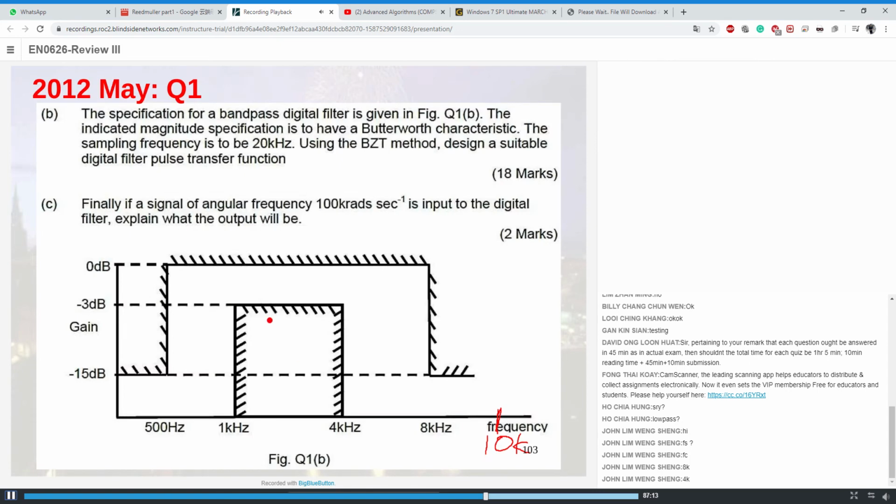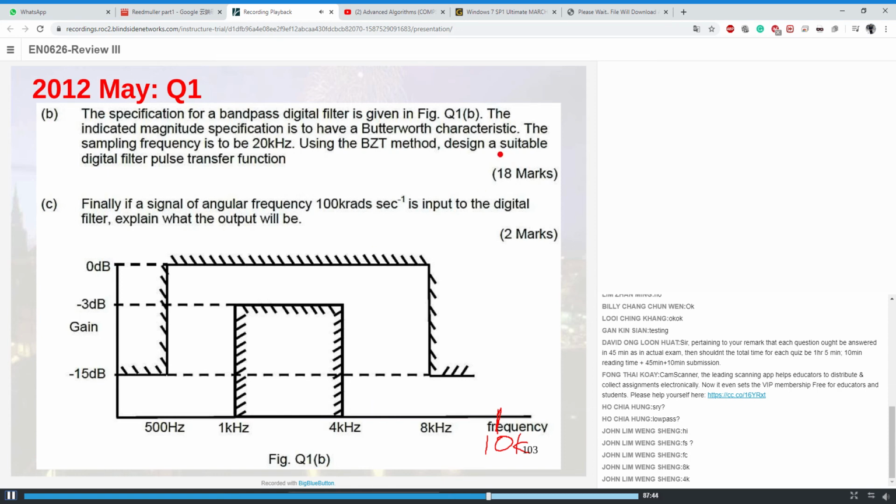Typically this is one of the questions where traditionally you are given the digital filter frequency response like this, then you try to design based on the BZT method. These are all the steps: 1, 2, 3, 4. First of all, you need to convert to analog. After converting to analog, you need to normalize it, or low pass prototype it. So these are long activities.